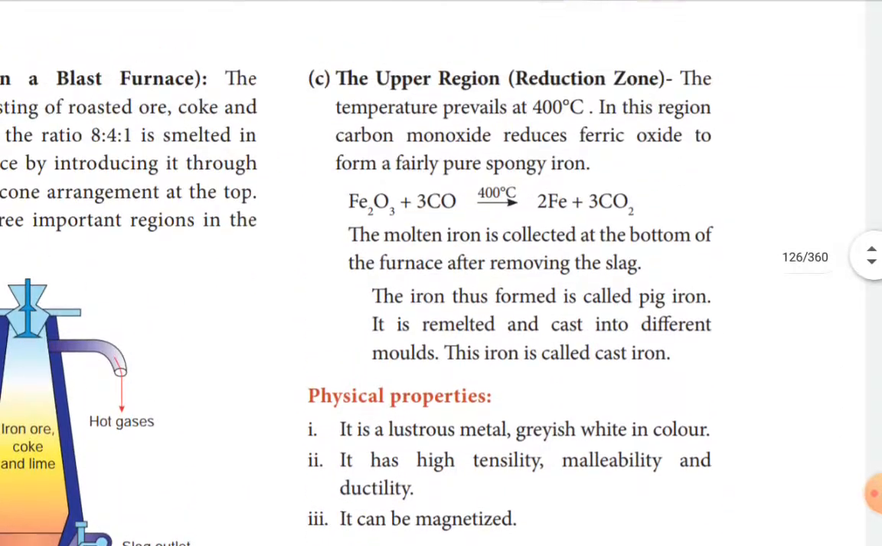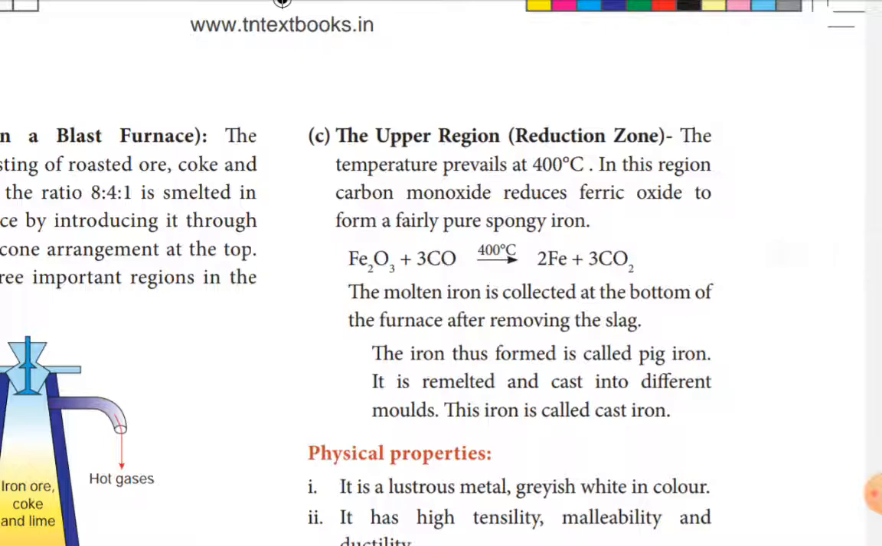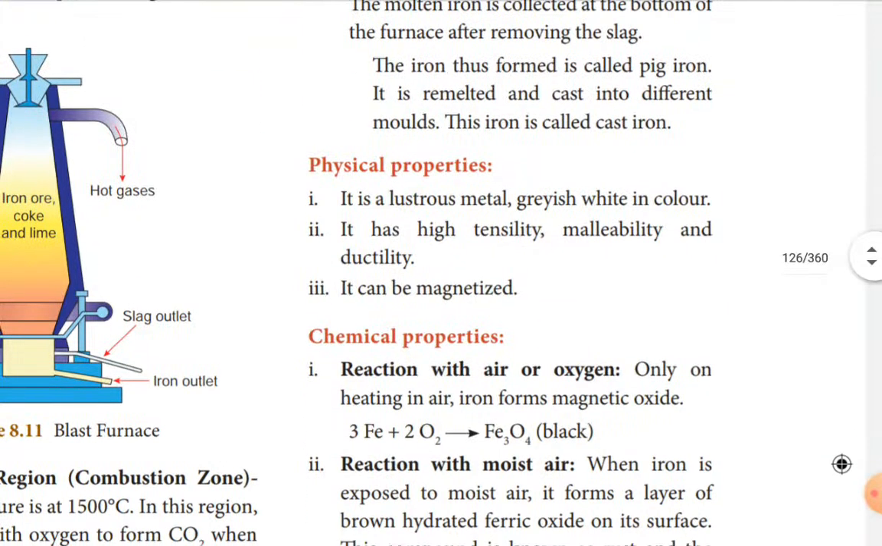Then next one, see, there is the upper region, reduction zone, temperature is 400 degrees Celsius. Here reduction takes place, that is the Fe2O3 ferric oxide is reduced to iron in presence of carbon monoxide, and the iron formed is called pig iron, and it is further remelted and cast into moulds, so it is called cast iron.